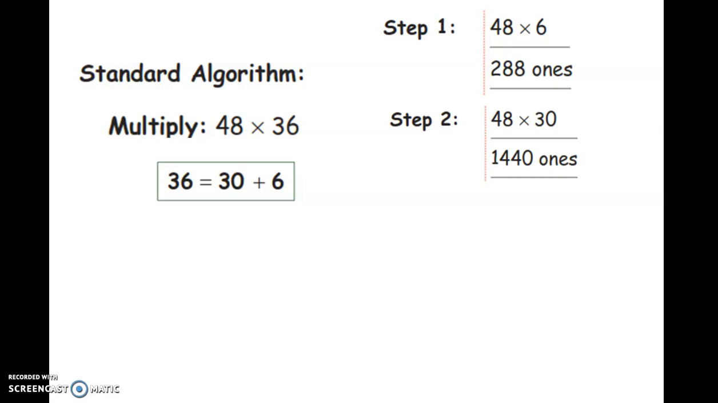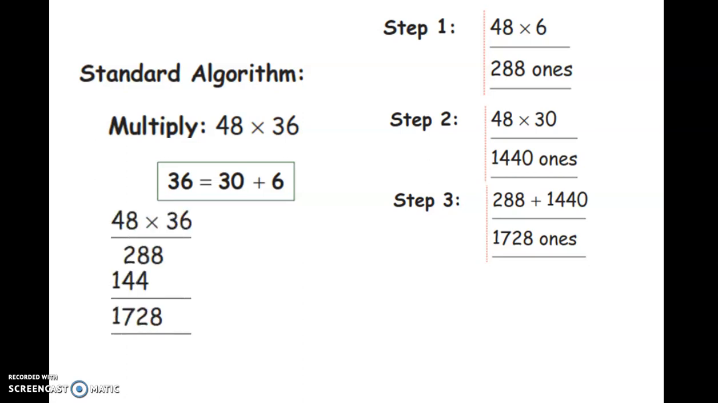The answer is 1440. And step 3: we have to add the numbers. What numbers do we have to add? 288 plus 1440 is equal to what? 1728. And this is the answer. Okay friends, if you do normal multiplication, the answer will be the same.